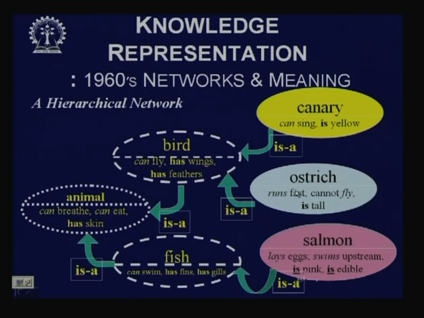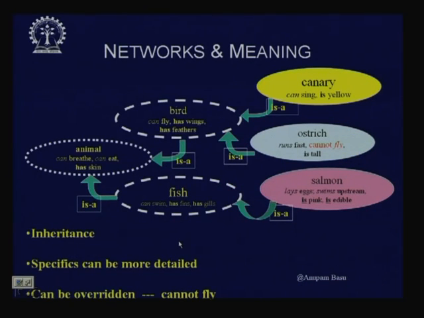So this is an example of a hierarchical network which demonstrates the different levels of hierarchy. Animal is at the top level, say L0, bird and fish are at a lower level, and canary, ostrich, salmon are at an even lower level. Here I show what I just discussed once again, the same hierarchy, and here it has been shown in red that ostrich cannot fly, to show that it is an exception at the lower level.